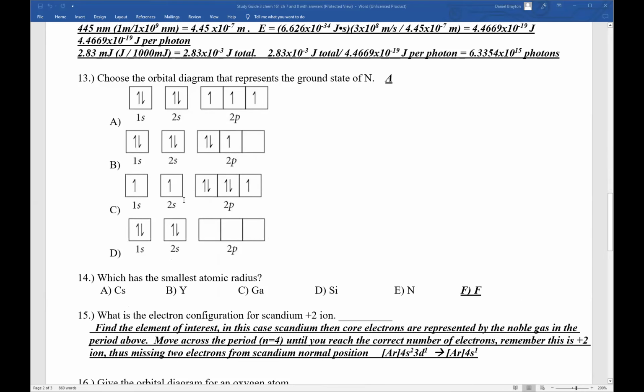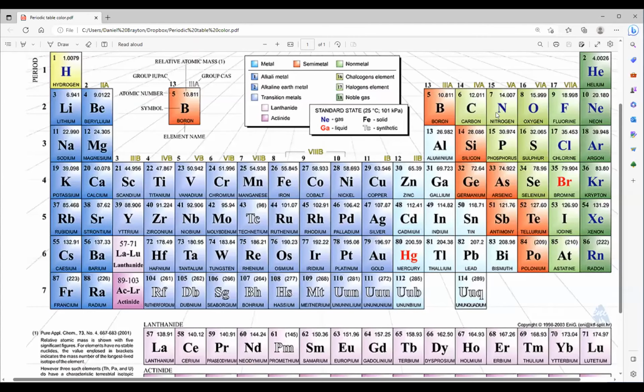13, choose the orbital diagram that represents the ground state of nitrogen. But I guess I'll stop to share this though. Right, so you come to nitrogen in the periodic table. Groups 1 and 2 is the s block. From boron over to the noble gases is the p block. So we've got 2 s electrons and then 1, 2, 3 p electrons.